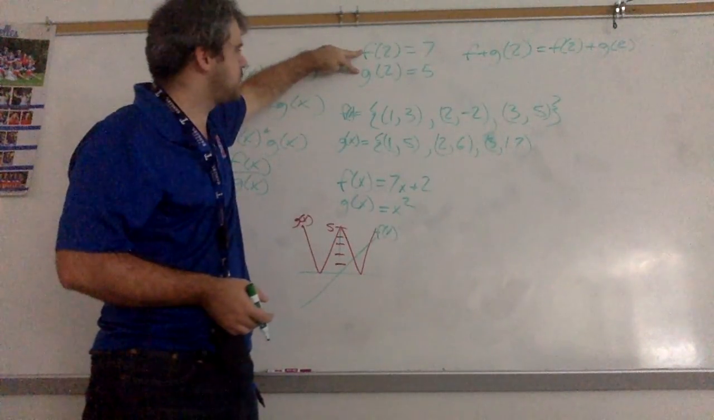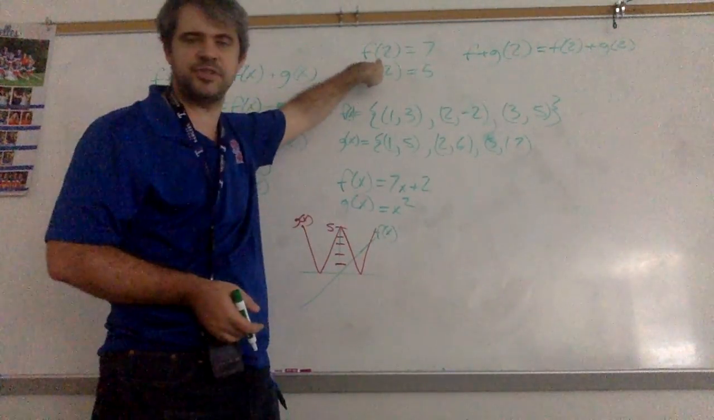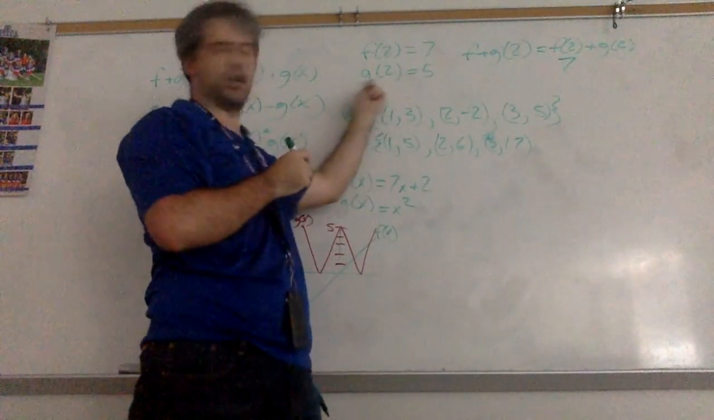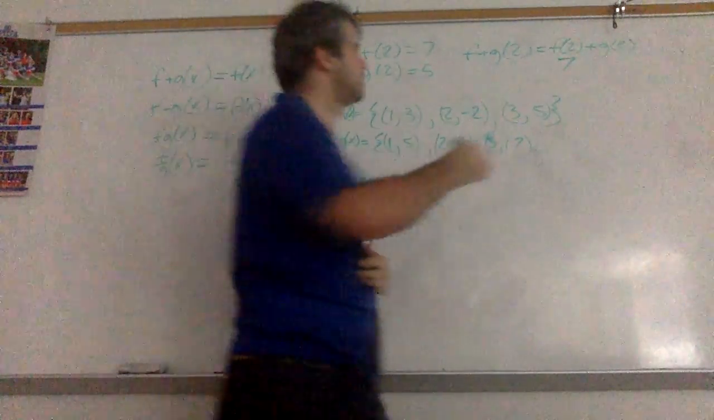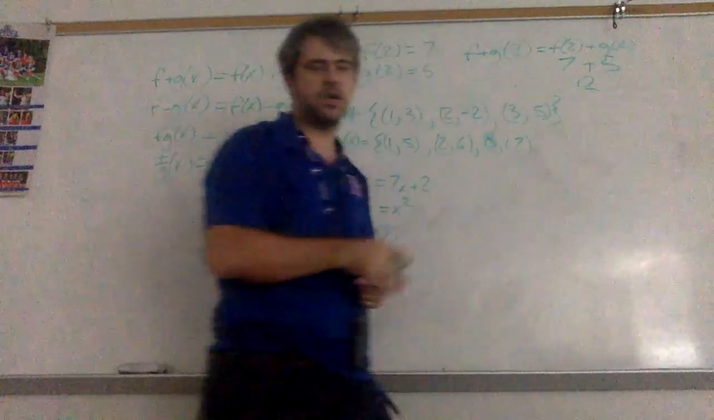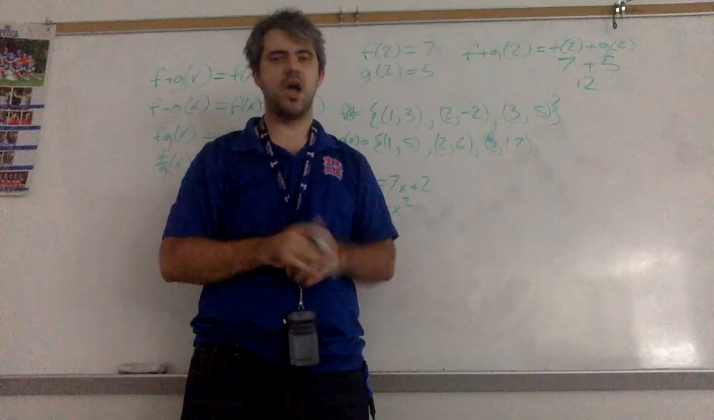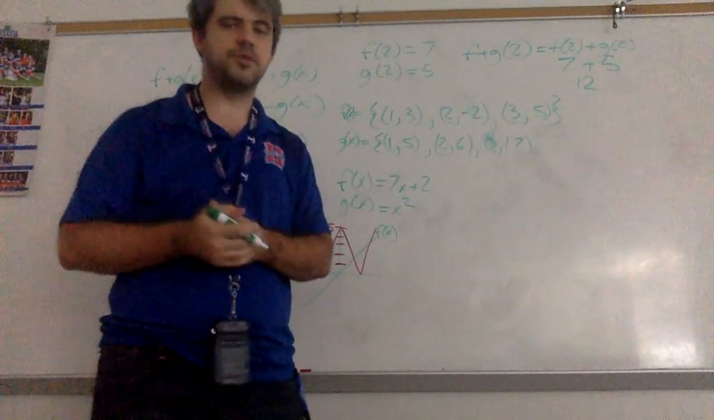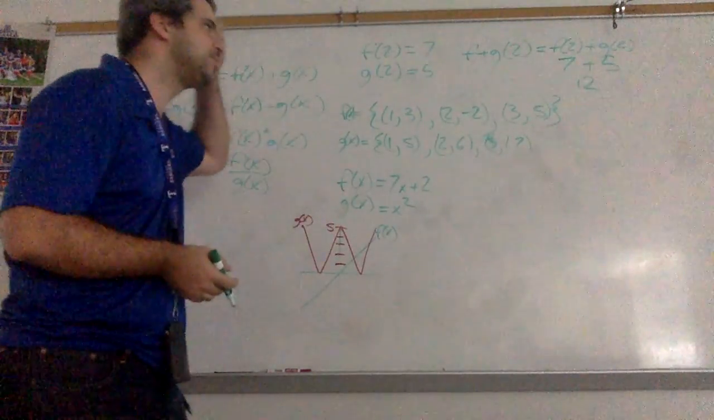So in this situation, they've already given us our f of 2. Our f of 2 is 7. Our g of 2 is 5. So what's 7 plus 5? That's 12. Okay. There's no difficult math here. It's all just figuring out the notation that they're giving us.